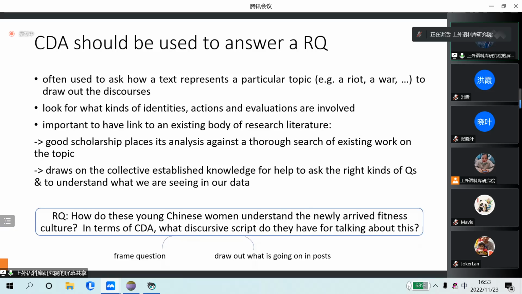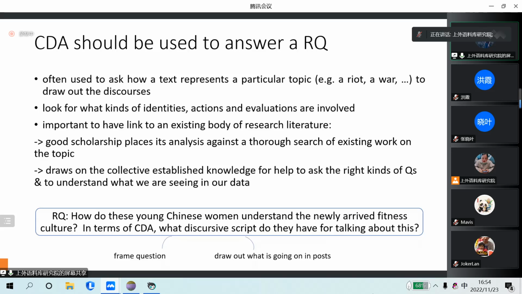Now, if you don't have this link with a body of research literature, you're like an unguided missile. You don't know what's already been done. You don't know what people already have found out about this. And if you do find out, it allows you to know what you're going to be looking for in your text. So good scholarship, first, places its analysis against a thorough search of existing work on the topic. And secondly, it draws on the collective established knowledge for help to ask the right kinds of research questions and to understand what we are seeing in our data.